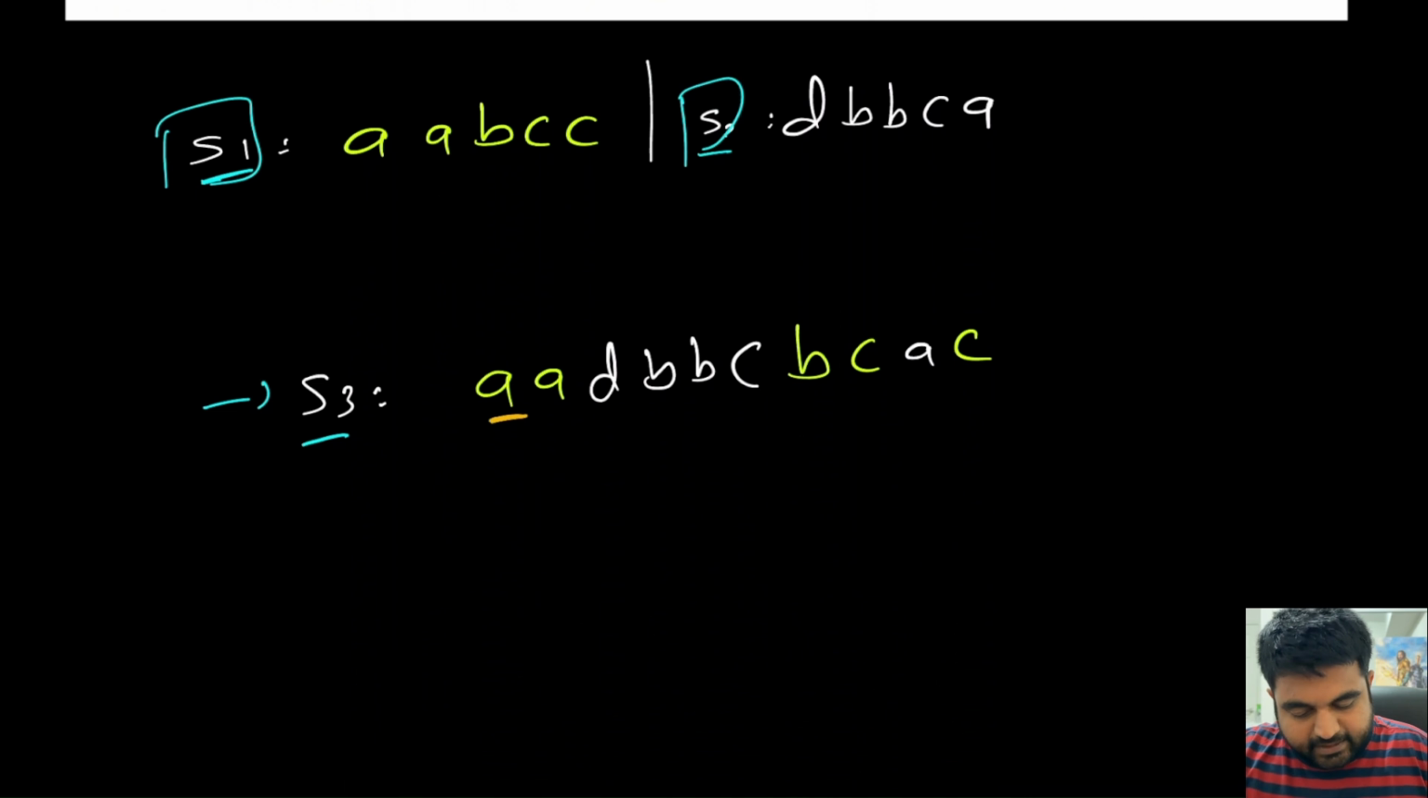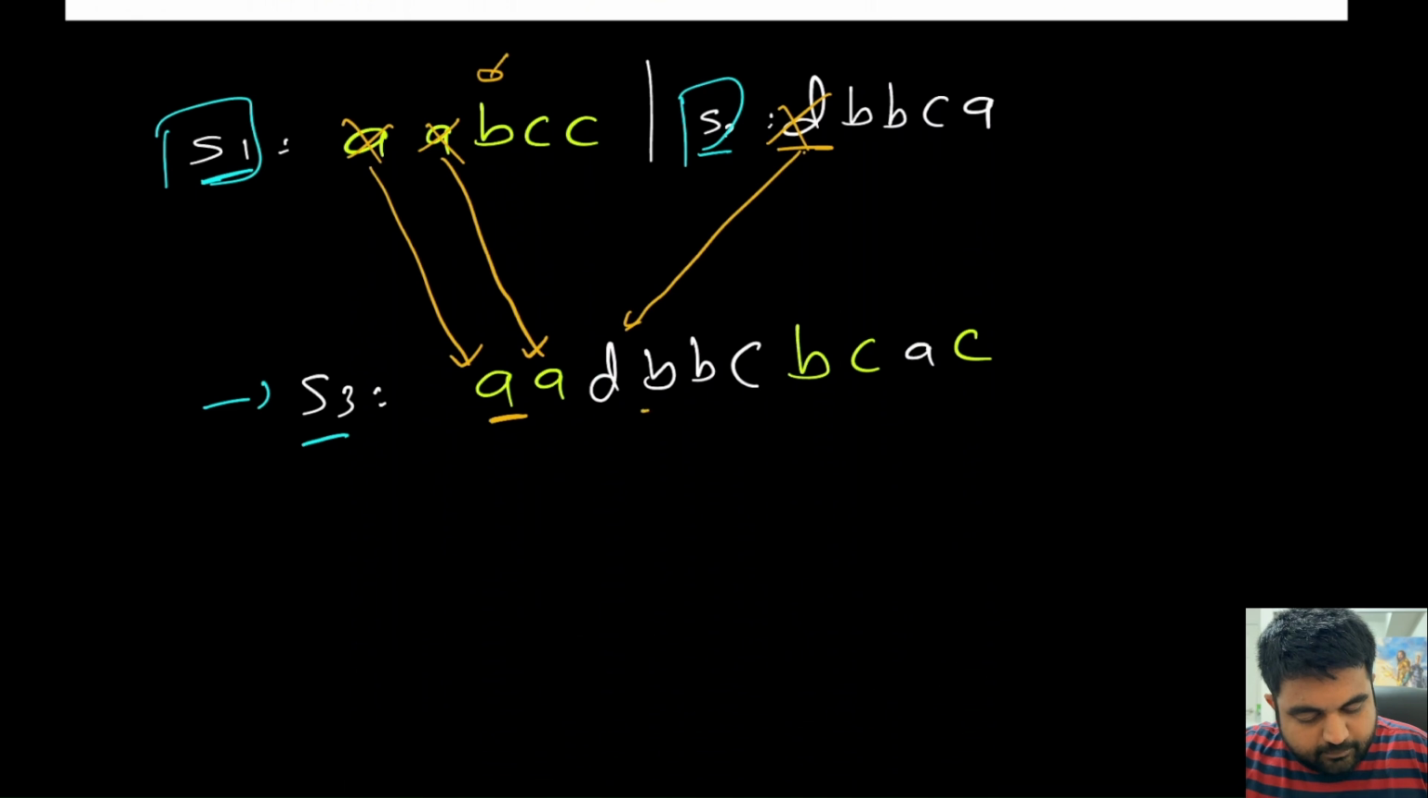We have this character A. So we can take A from S1. So we use this one. Same way we use A, so we also use this one. Now we have a D. So currently this character is B and this is D. So once again we can use this one. Same way now we have B, B and C. So we can use B, you can use B and we can use C.